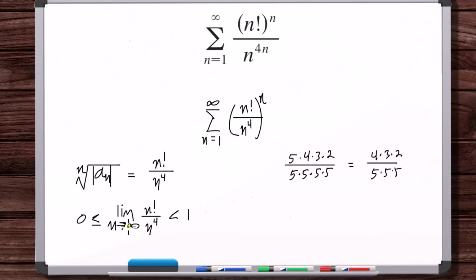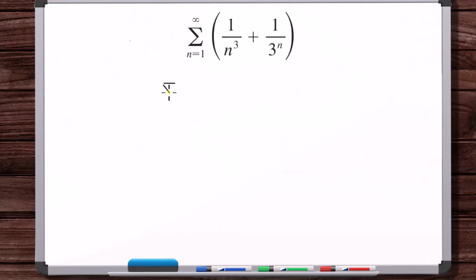So what this tells us here is that it's equal to something. It's not going to oscillate, right? How would it oscillate? So that means this is convergent, and it converges to something that's less than 1, then that means this is absolutely convergent, which means it's convergent.